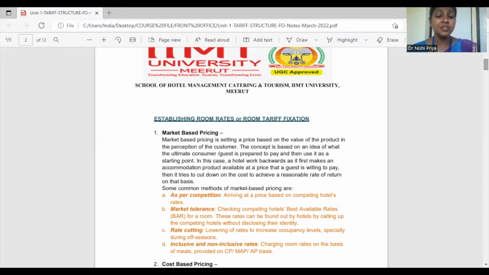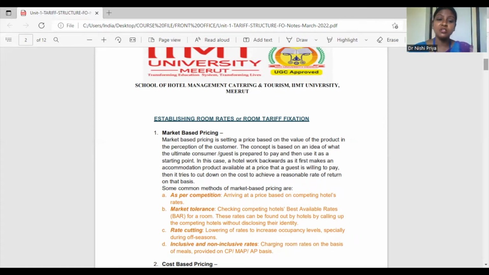There are approaches to fix the room rate. The first one is tariff. You should understand what tariff is. Tariff is a room rate only. Tariff is called a room rate. It is a word which has come from a foreign country. So tariff is room rate only.